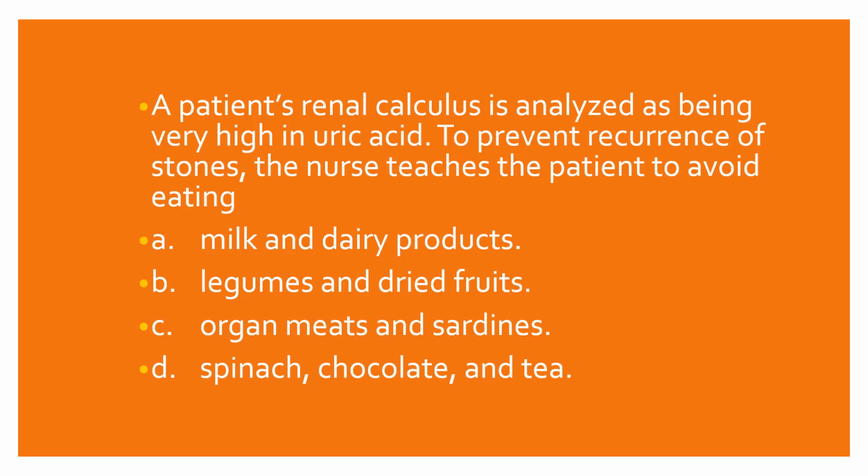A patient's renal calculus is analyzed as being very high in uric acid. To prevent recurrence of stones, the nurse teaches the patient to avoid eating. Now, this is not something that you guys need to know for this exam. This is just a way to get you to do more NCLEX questions and think about what you've read. So you might be able to answer this if you remember it from your book. Okay, so we're looking for something with high uric acid because we want to prevent kidney stones. So we want to find out what we need to avoid eating.